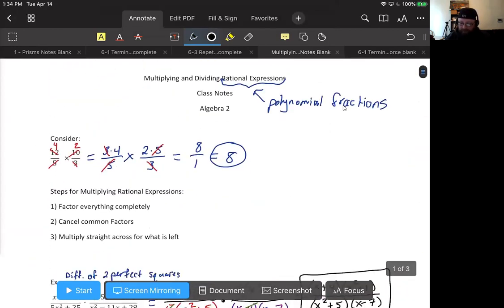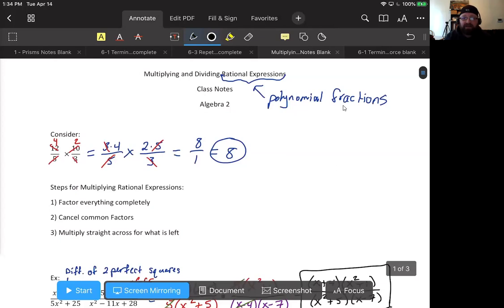I will go ahead and repeat that stuff real quick, and that is that we're talking about polynomial fractions in this unit, multiplying and dividing. We basically treat them like any other multiplication and division problem. We're going to cancel common factors from top and the bottom. So when we multiply, we'll factor everything completely. We will cancel any common factors, and then we will multiply straight across.